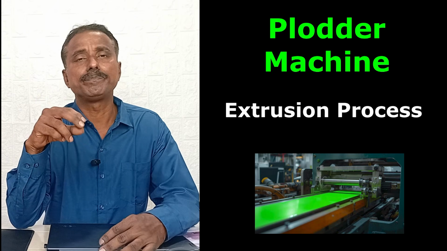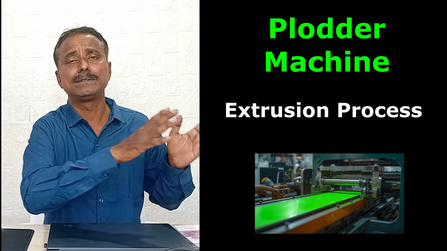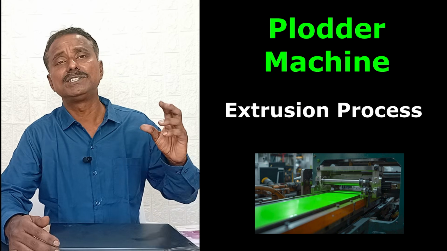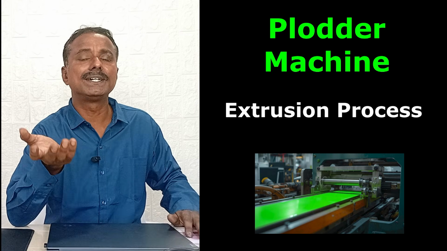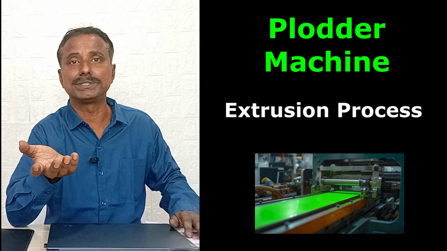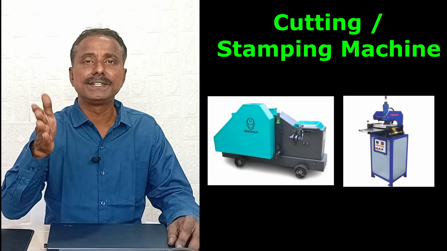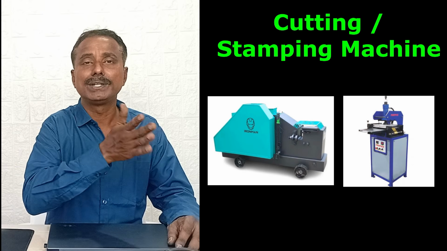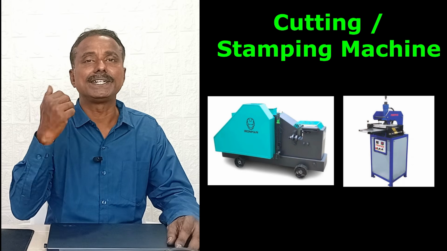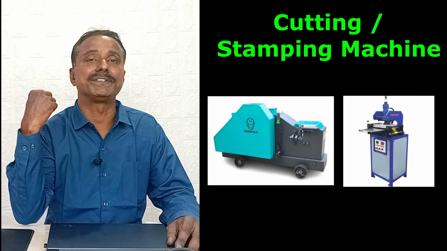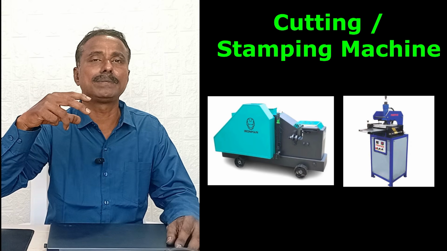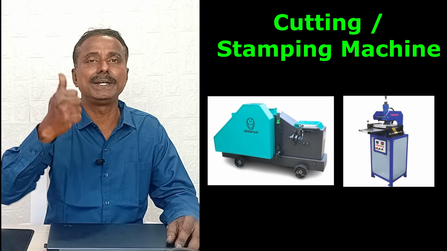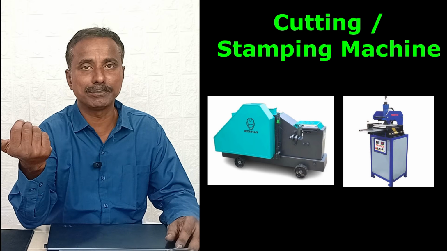Next, the plodder machine. After the mixing process, that bulk mass will be sent through the plodder machine, an extrusion process. So we will get a lengthy bar or noodles. Then these lengthy bars will be cut into small pieces. So we need cutting machines and stamping machines. To get the perfect size and brand logo, stamping is required. So, the cutting and stamping process.